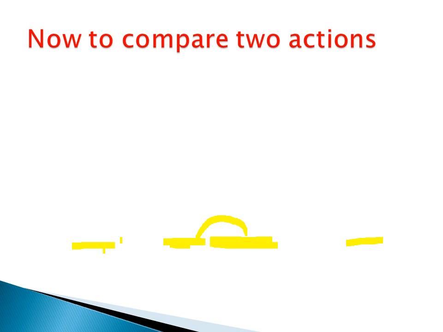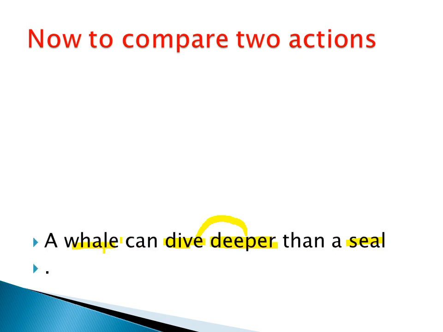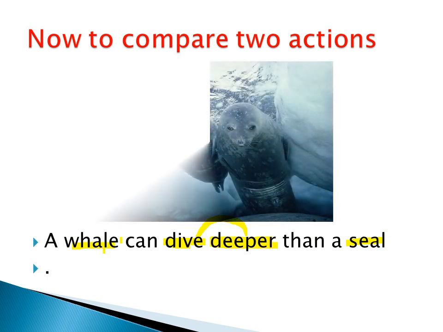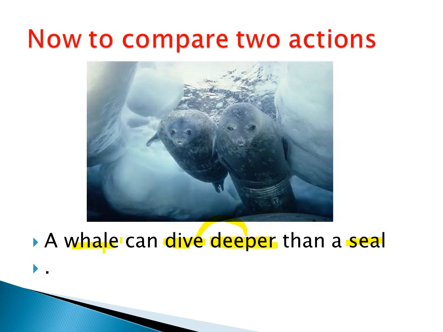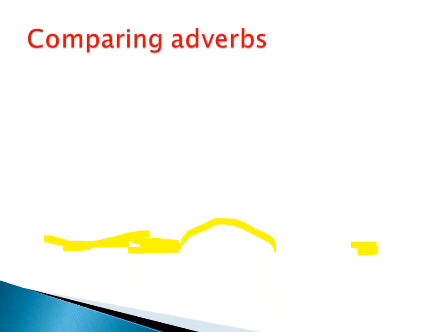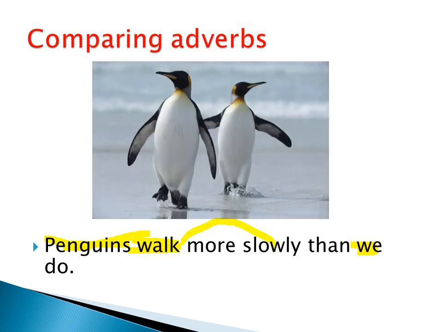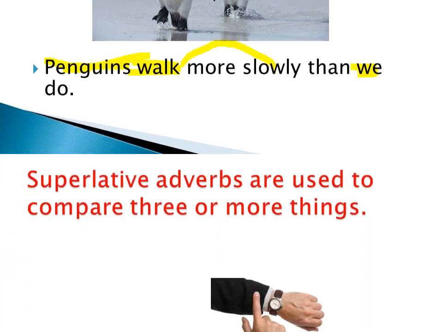Now compare two actions according to what is the verb that we have. Now we are comparing a whale to a seal, and a whale can dive deeper than a seal. And now deeper is the adverb, and another example, penguins walk more slowly than we do. So what are we comparing here? We are comparing the action.